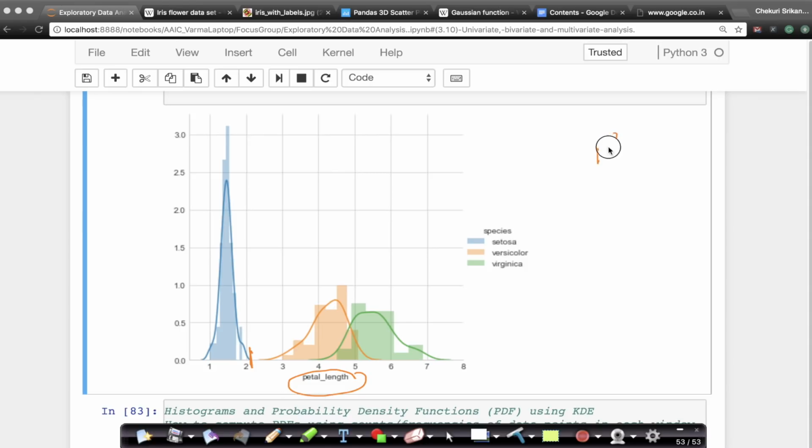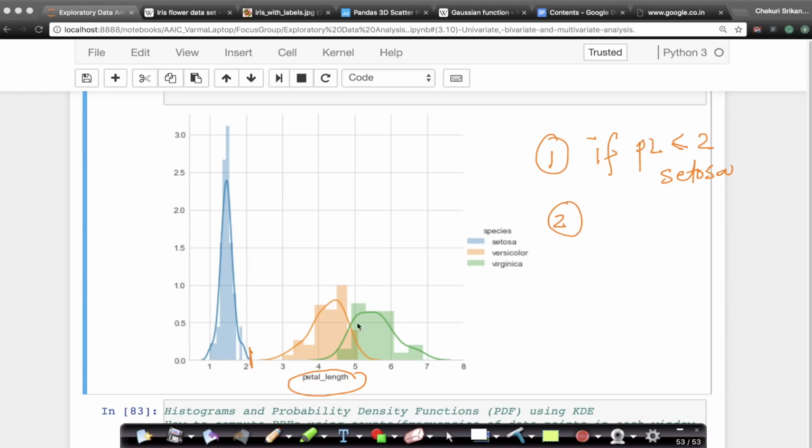I can say if petal length is less than or equal to 2, then setosa, because I don't find any setosa flowers beyond a petal length of 2. So by using a simple 1D scatter plot equivalent called a histogram, I can build a model very quickly and very elegantly. This is how I get my setosa.